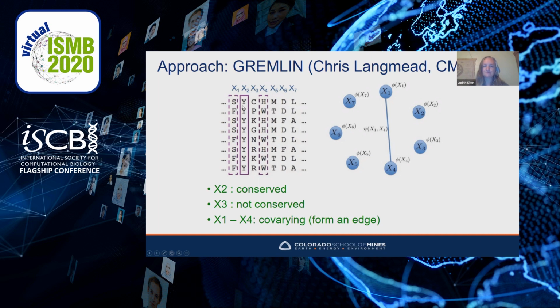Column 2 is only occupied by a single amino acid, tyrosine, which means that it's completely independent of all the rest of the multiple sequence alignment. So you can see that this node has no edges connecting into any others. In contrast, column 1 and column 4 are related.